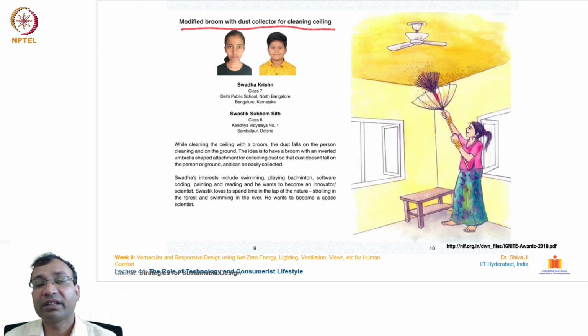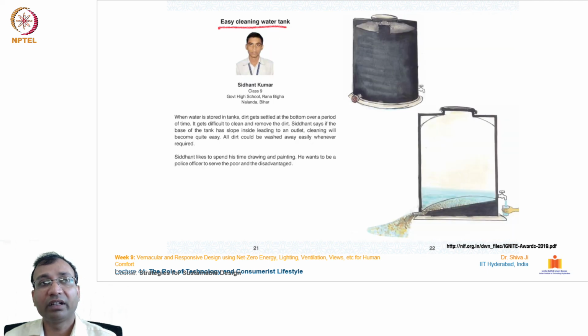Further, we have a beautiful innovation from two kids, from class 6 and 7, Swadha Krishna and Swastik Subham Sith. One is from Karnataka, another one is from Odisha. They have designed this modified broom with dust collector for cleaning ceilings. So this is how interesting it can be, without spoiling the lower floor, or spilling dust on ourselves. One can save using an inverted umbrella system in the broomstick. So, how novel the ideas are.